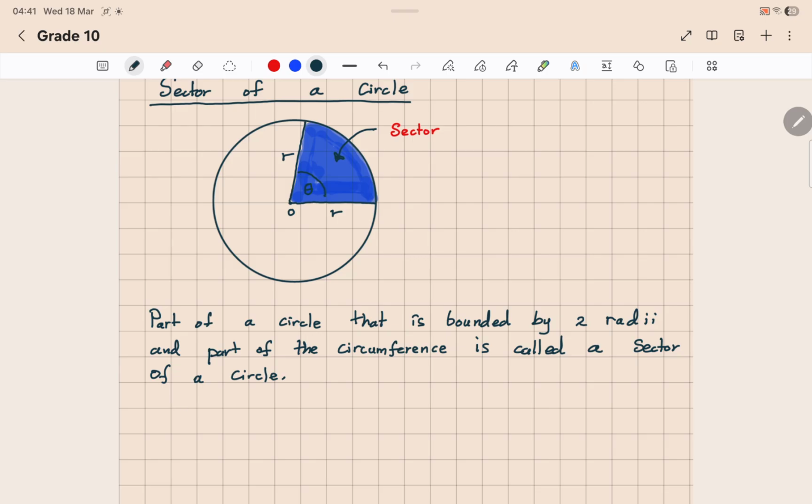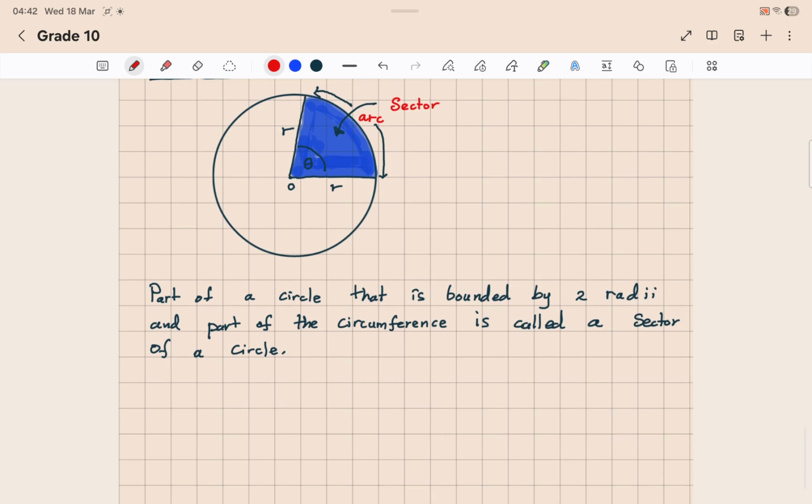Now, this part of the circumference is called an arc. So a sector is bounded by what? Two radii and the arc. So a sector is bounded by an arc and two radii. Now we know what a sector is.